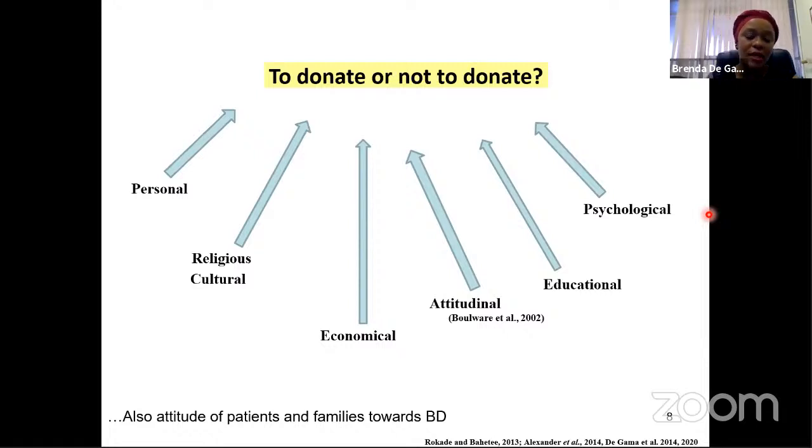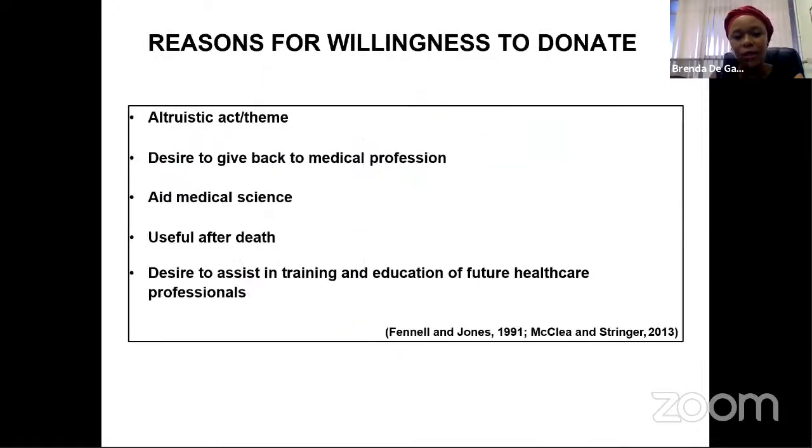I've had students like Ms. Sinead Singh, who found religion to be a factor in a predominantly religious community. And we've also had Ms. Cassandra Clark, who also did a study in a colored population and found religion as a factor as well. Then it could be economical, attitudinal, educational, and also psychological. So these are various factors that do impact on one's decision to donate or not.